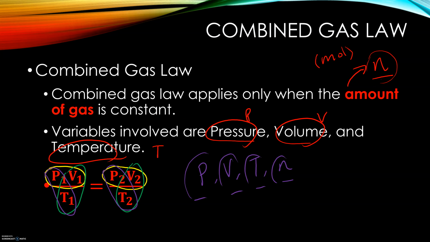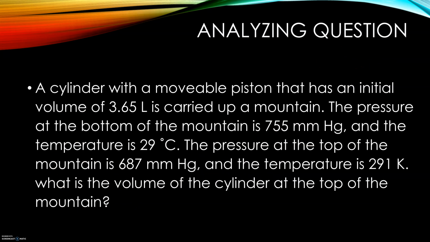So let's look at an example over here. A cylinder with a movable piston that has an initial volume of 3.65 liters is carried up a mountain.